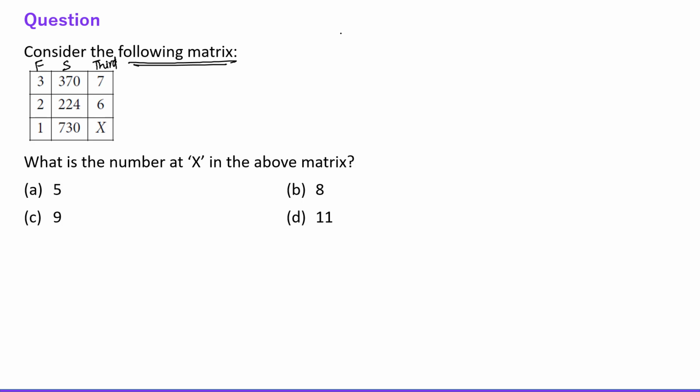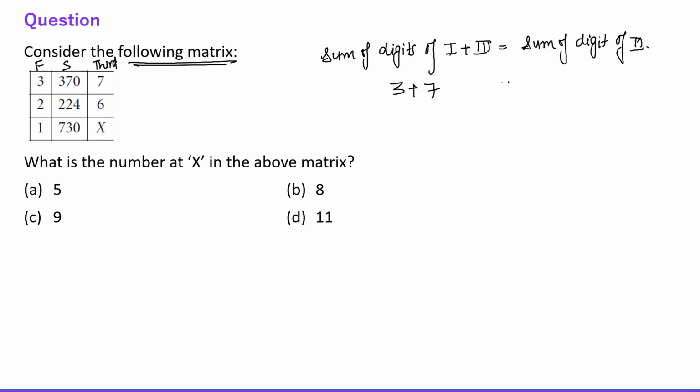So here the sum of digits of first and third is equal to the sum of digits of second, right? This is the condition. Why? Because first and third, 3 plus 7 is equal to 3 plus 7 plus 0, right? Then 2 plus 6 is equal to 2 plus 2 plus 4, right? Then 1 plus x is equal to 7 plus 3 plus 0, right?